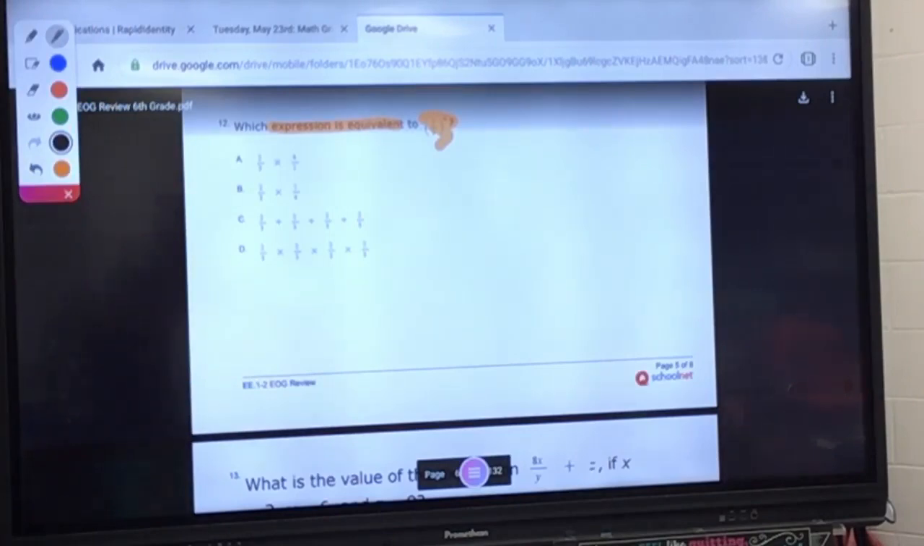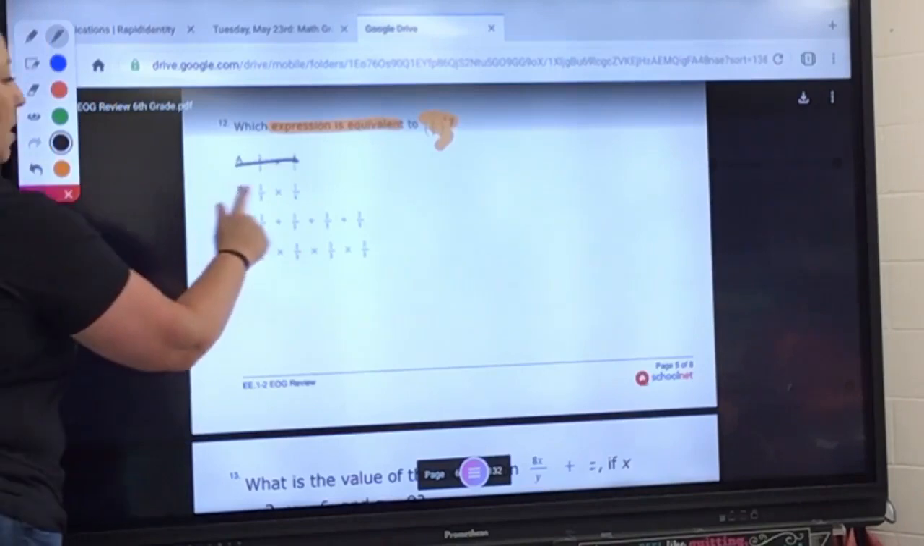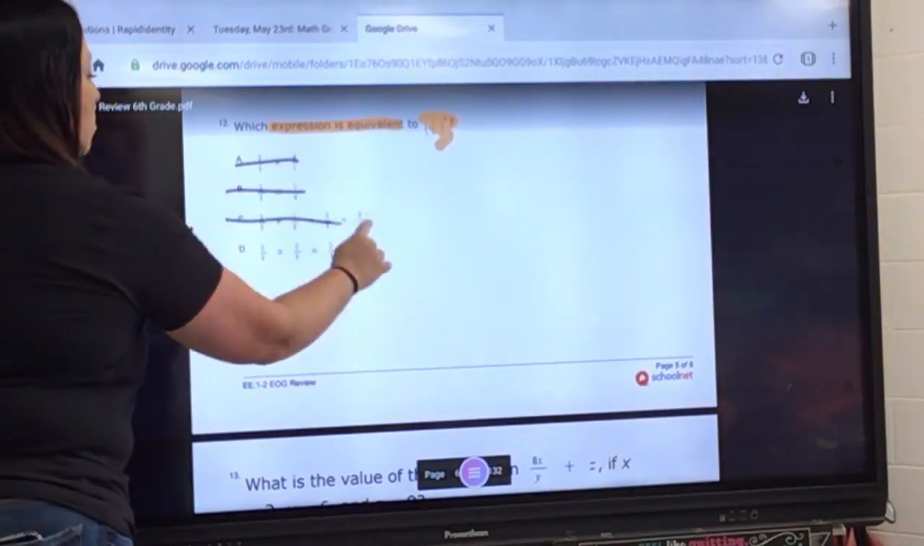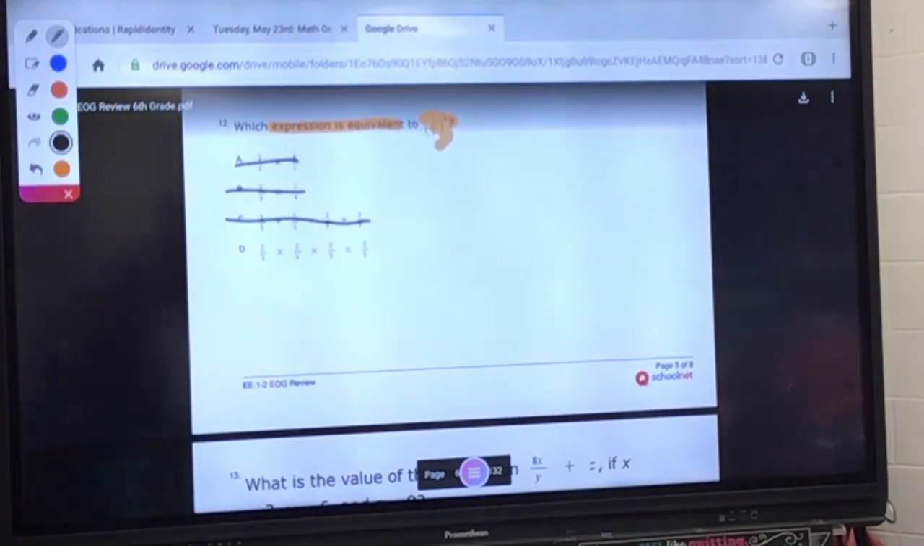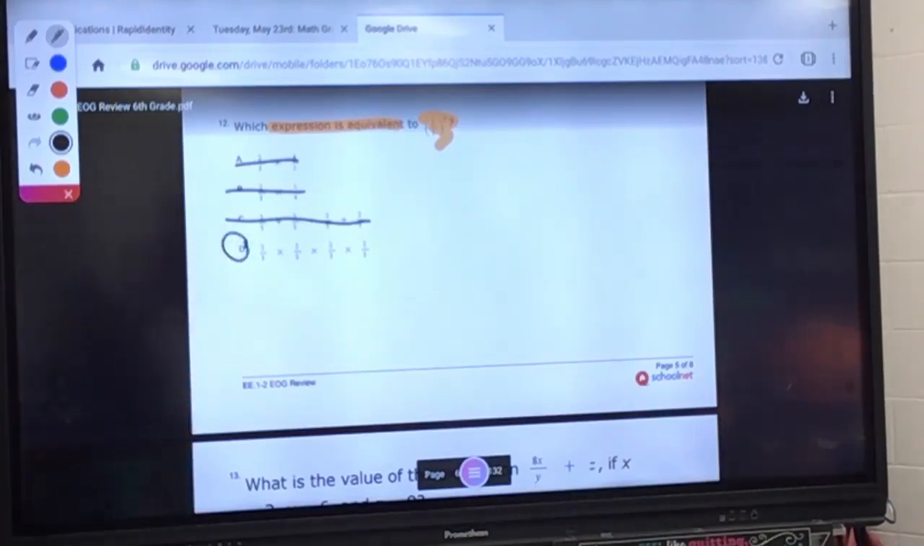Zoe? 4 times. So I'm not going to multiply by 4 over 1. I'm not going to multiply by 1/4. I am not going to do C. Why? What's going on in C, Kaya? It's addition. All right, so the correct answer for this one is D.